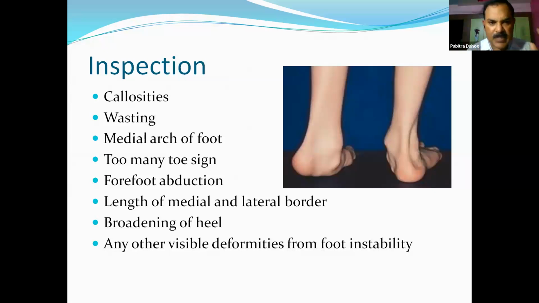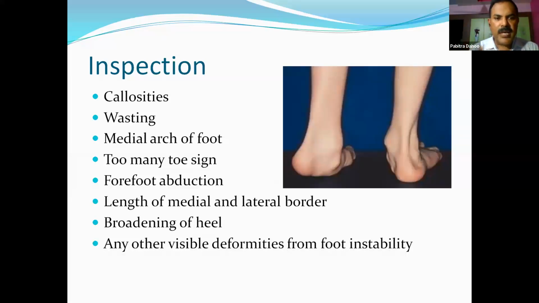As I said, medial arch must be evaluated. Too many toe sign is a sign to see whether you are dealing with a collapsed arch, collapsed medial arch. If you look from the back, you will see more than two toes. A normal person will hardly see two toes from the back, the two lateral toes. But like in this picture, if you see from the back, you will see almost up to the second toe. That's a too many toe sign, indication of a valgoid foot.